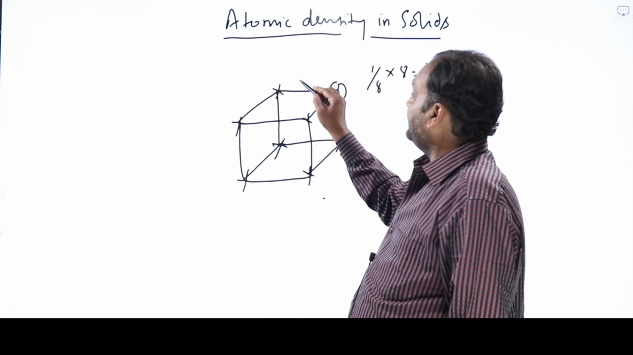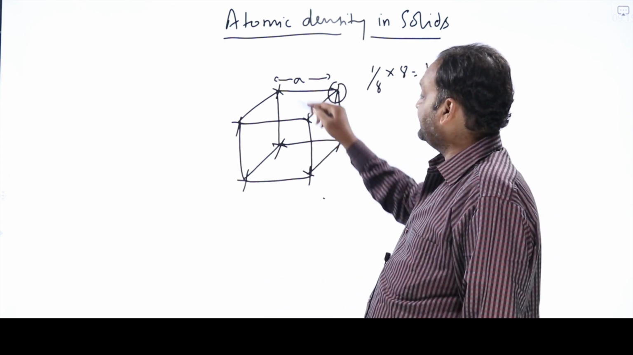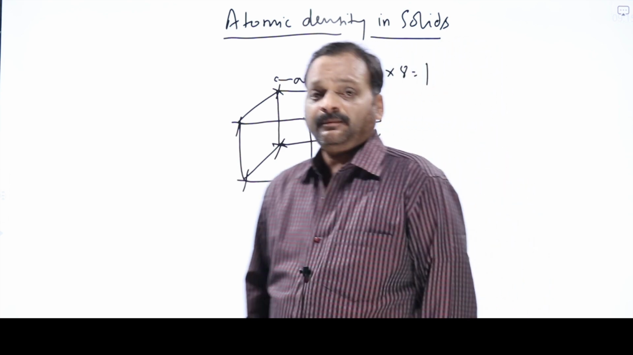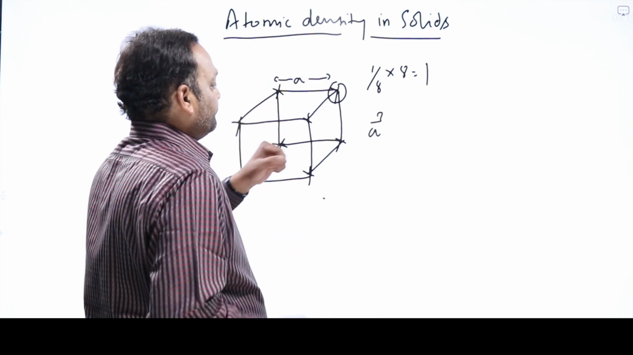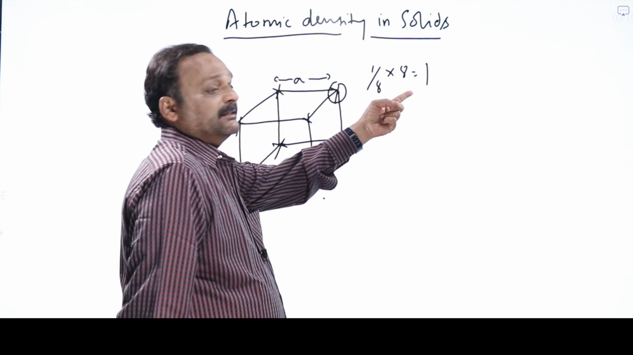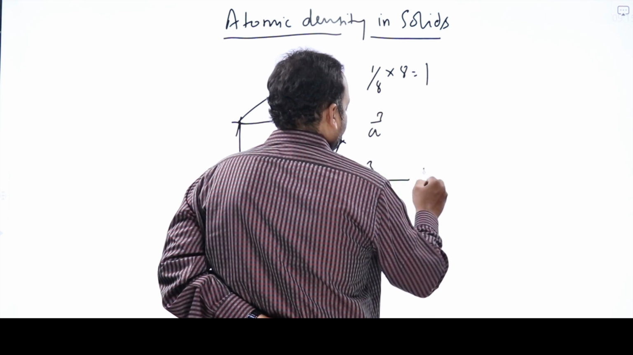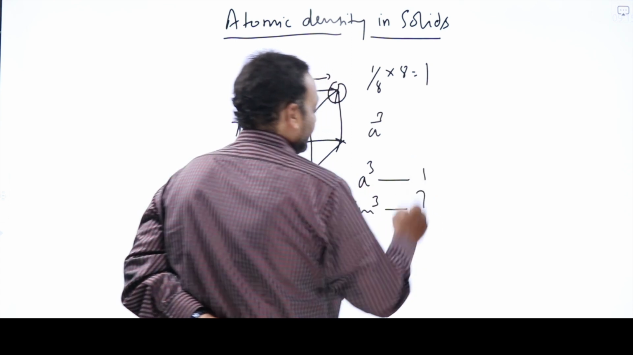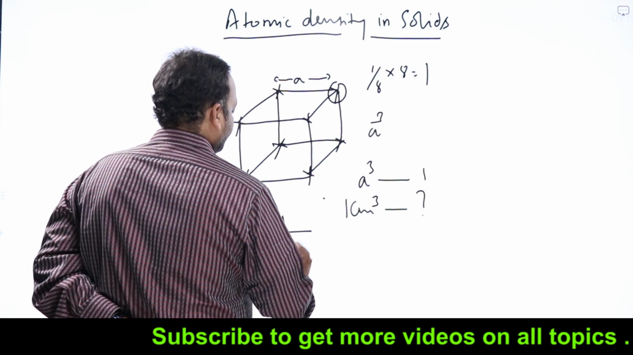Now say A is the lattice constant of that unit cell. Means side is A, height is A, breadth is also A. So what is the volume of the unit cell? Volume of the unit cell will be A cube, in whatever unit, centimeter cube or angstrom. Now in A cube volume of that simple cubic solid, how many atoms are present? 1 atom is present. So A cube volume contains 1 atom. 1 centimeter cube or 1 meter cube contains how many atoms? That is 1 by A cube into 1.